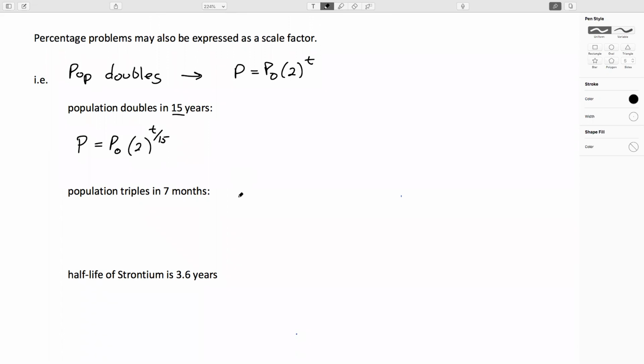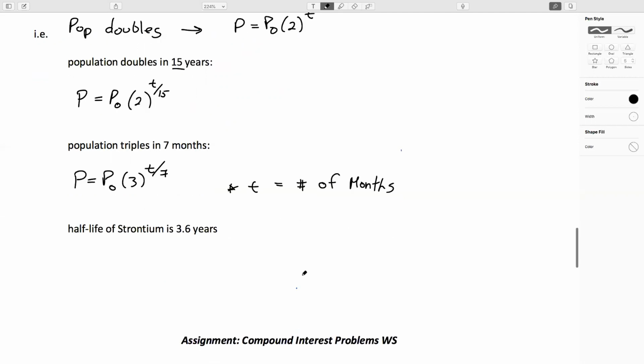Population triples in 7 months. Well, this time the scale factor is 3 because we're tripling. P equals P naught times 3 to the power T over 7. In this case, T equals number of months. Half-life of strontium is 3.6 years. Well, since we're talking about a mass, we can use M equals M naught. It's a half-life problem, so 0.5 is going to be the scale factor to the power T over 3.6. In this case, t equals number of years.